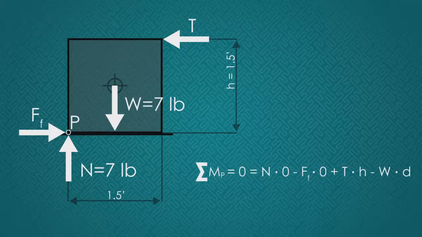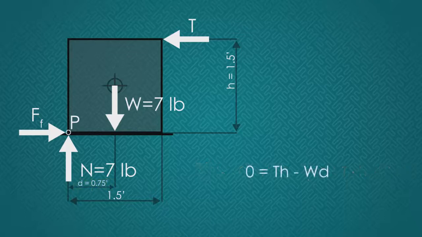Now we can sum the moments about point P. The perpendicular distance from point P to the normal force N is 0, and the perpendicular distance from point P to the frictional force F is 0. The perpendicular distance from point P to force T is 1.5 feet. T will cause a counterclockwise or positive moment. The perpendicular distance from point P to force W is 0.75 feet. W will cause a clockwise moment, so it will be negative.